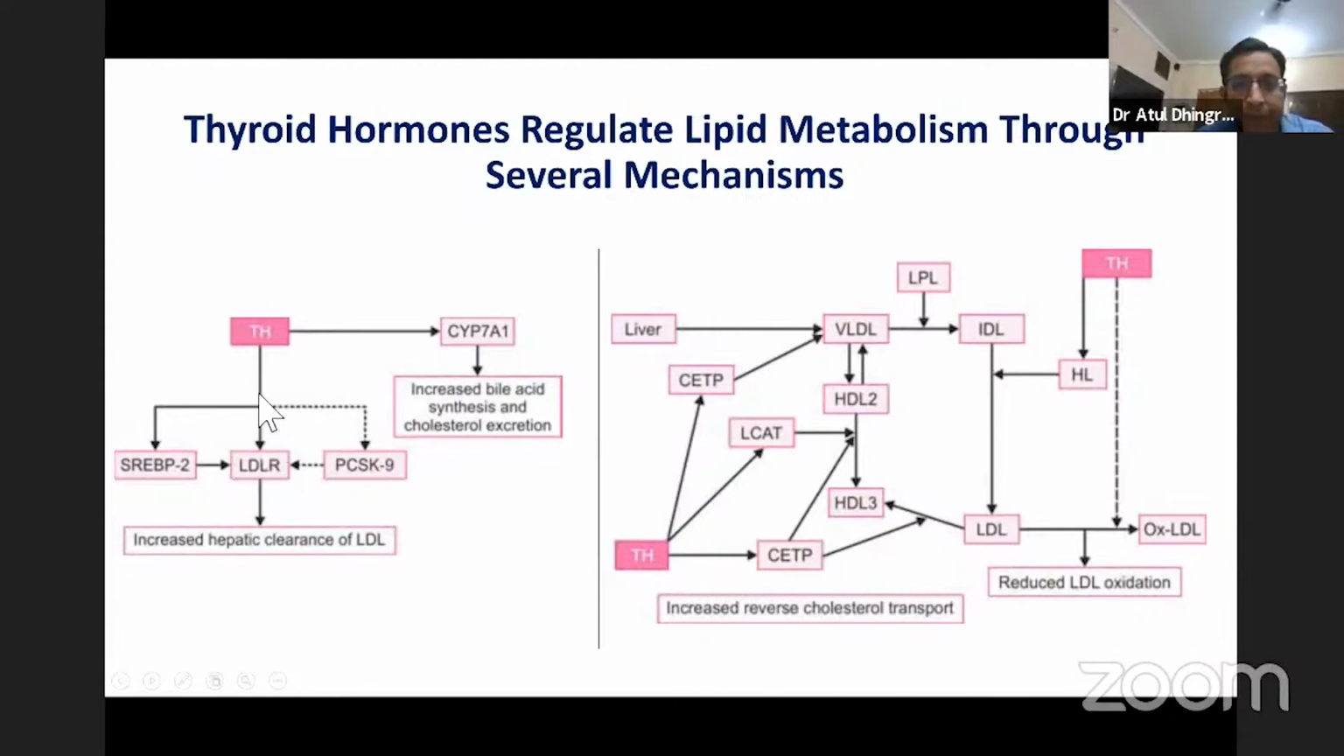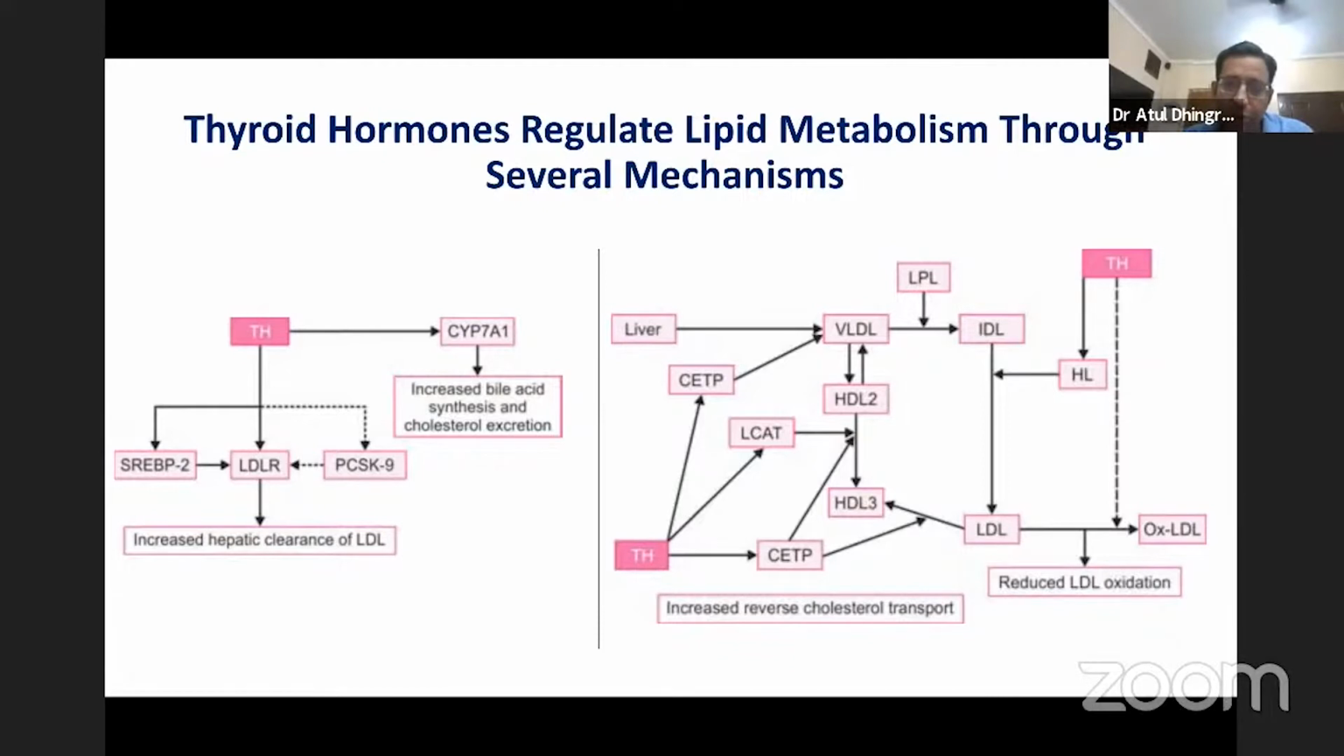and this leads to increased expression of LDL receptor. They also have a negative association with PCSK9 levels, and if we remember, PCSK9 is a protein which, once it increases, reduces the LDL receptors. That is why we use PCSK9 inhibitors for treatment of dyslipidemia. So thyroid hormone has a negative effect on PCSK9 levels, and this also leads to an increase in LDL receptors, which leads to increased hepatic clearance of LDL. Not only this, there is also an increase in bile synthesis and cholesterol excretion by their direct action on the CYP7A1 protein.